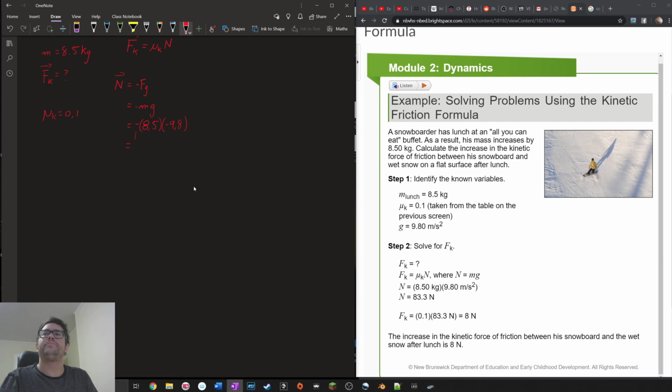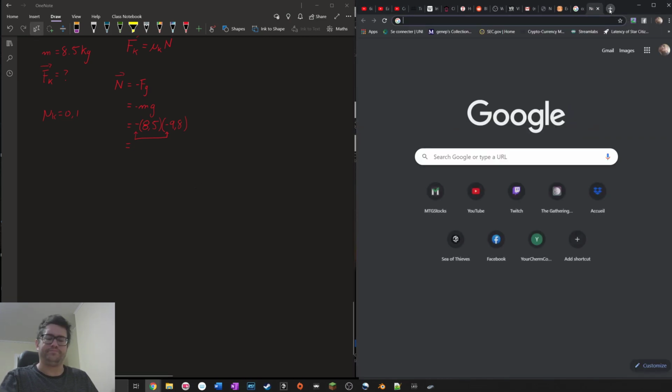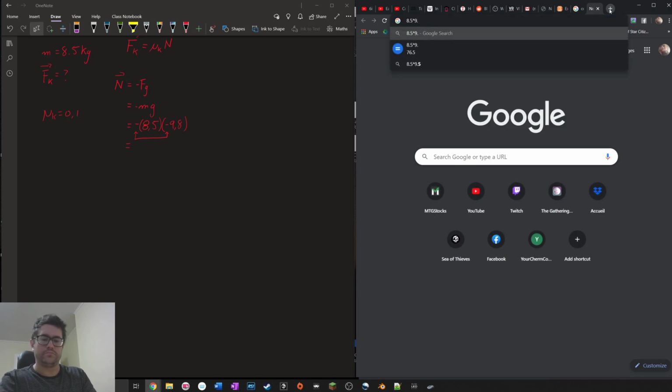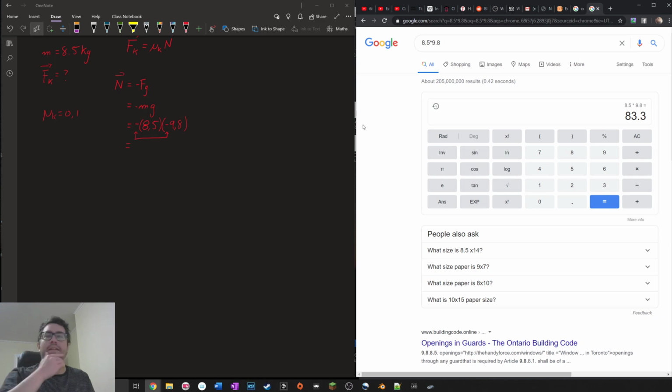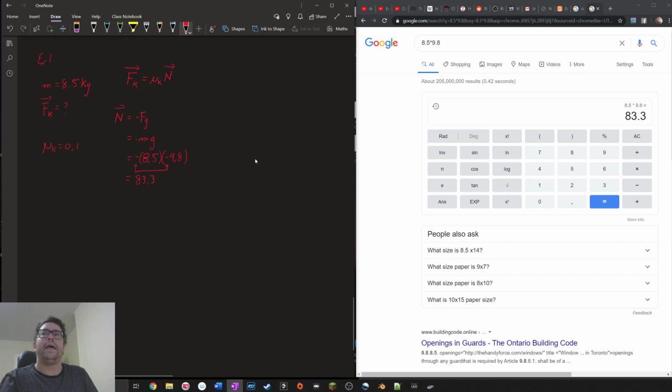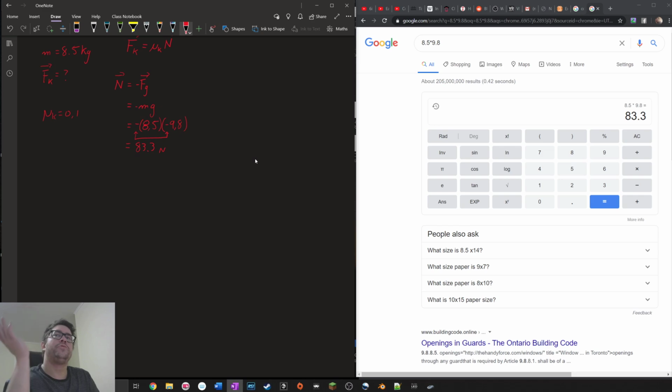Okay, so the minus and the minus cancel out. And you get 8.5 times 9.8, which is 83.3. 83.3 what? So N is Fg, but the opposite. So what's the units for Fg? The same units for N. So these are newtons. And you'll notice that it's positive because it's up, right? The normal force is up.